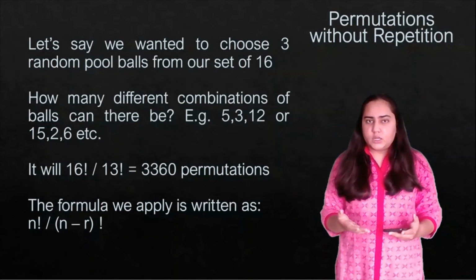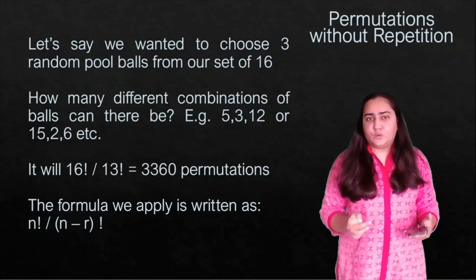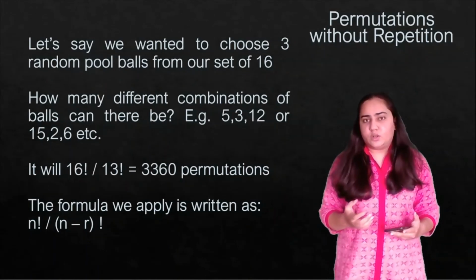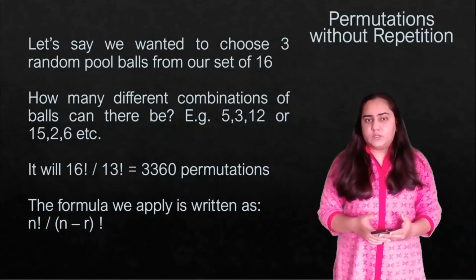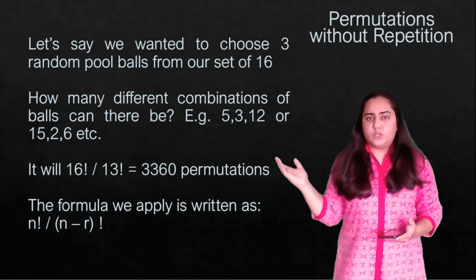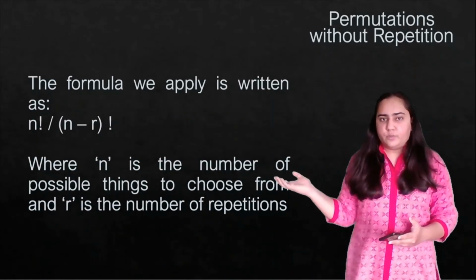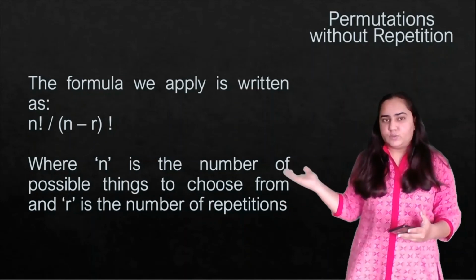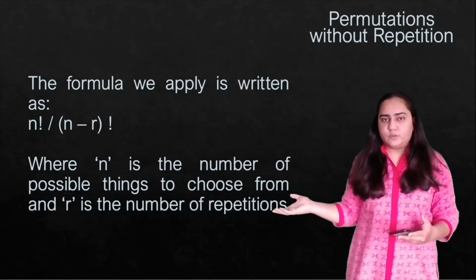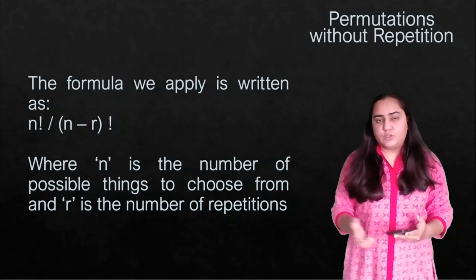So here n tells you how many total balls you have, which are 16, and r defines how many you are trying to pick at once, and those are 3. So that's why it's going to be 16 factorial divided by 16 minus 3 factorial, which gives you 16 factorial divided by 13 factorial. So this is the formula, and like I said, this is just a recap that here n is the number of possible things to choose from, and r is how many you are choosing.